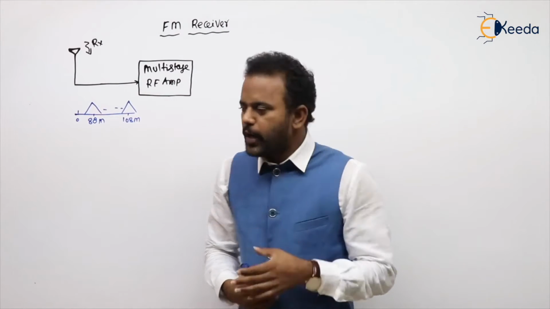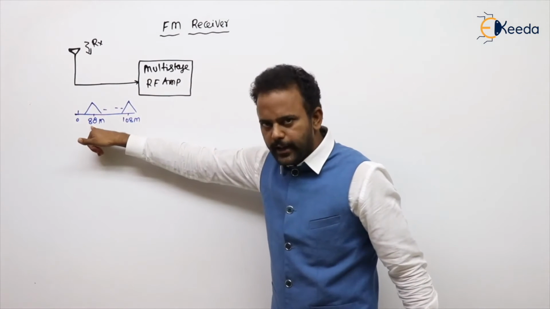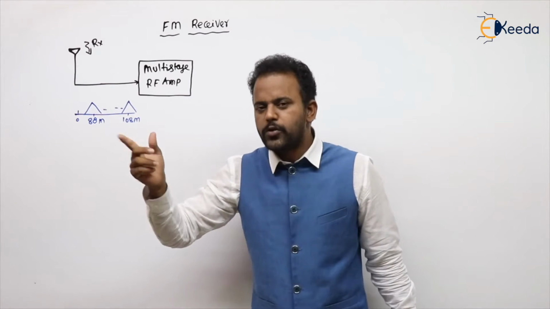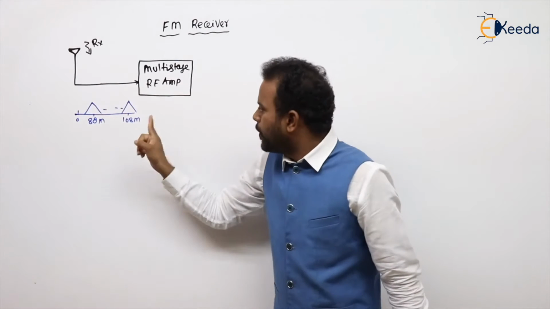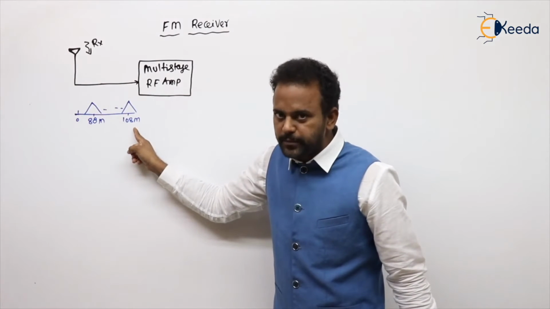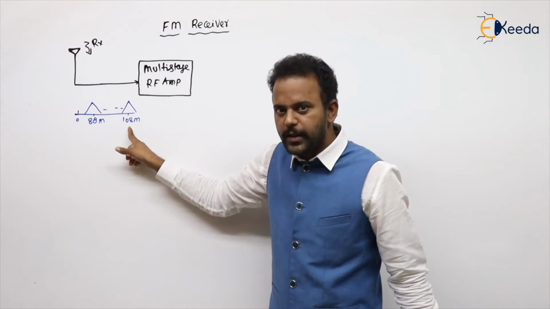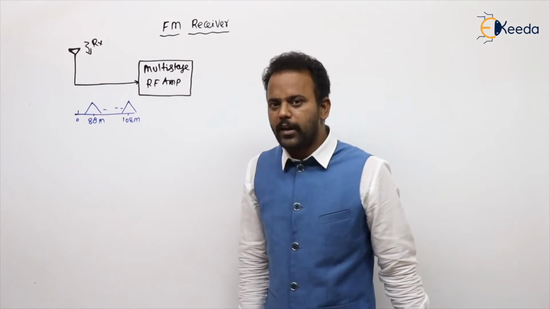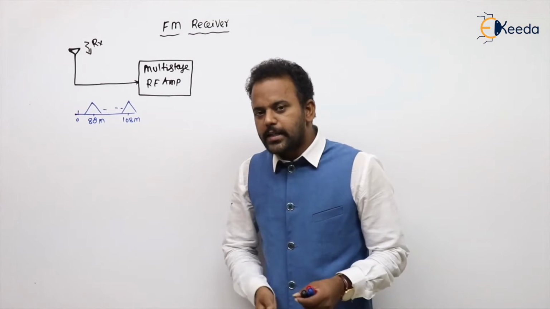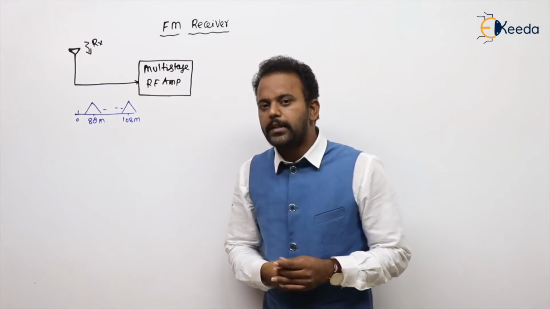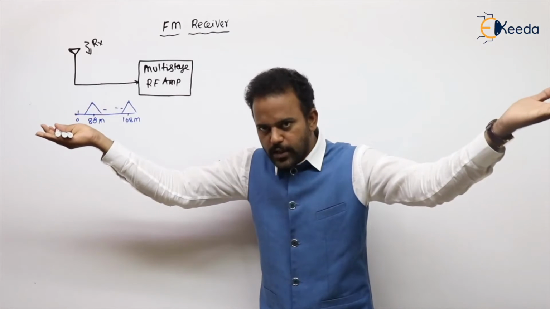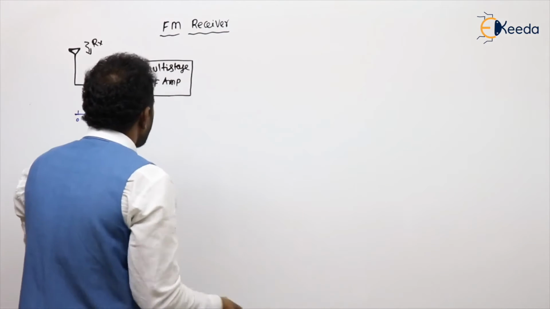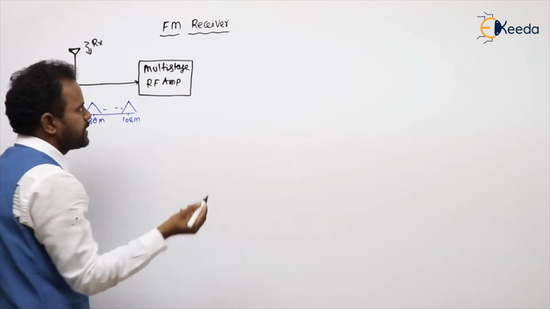If I take the Fs starting value 88, then where does the image come? 88 plus 21.4 is 109.4, but our tuning range is only up to 108. Even if you take 108 minus 21.4, it's 86 point something. So the IF value is selected in such a manner that the images come outside the tuning range. So there is no problem of image frequency here. So these RF amplifiers amplify all possible signals.